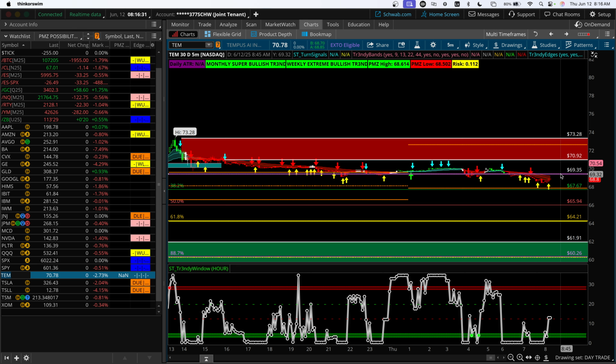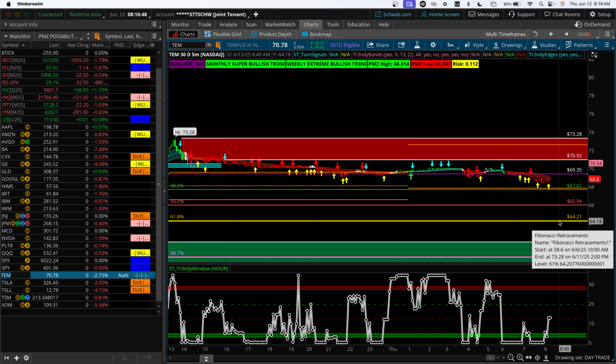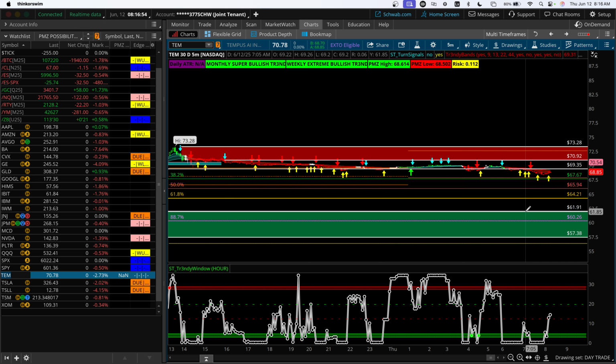Targets to the upside would be 69.35 and then 70.92 by 73.28. Targets to the downside, if I go short below 68.50, would be 67.67, 65.94, 64.21, and then the ultimate target down here at 61.91 by 57.38. So, those are the names that I will be watching this morning for potential day trades.